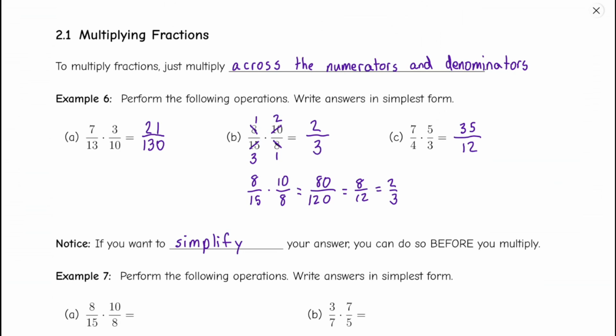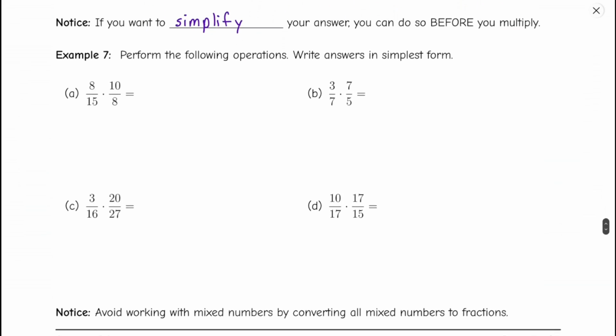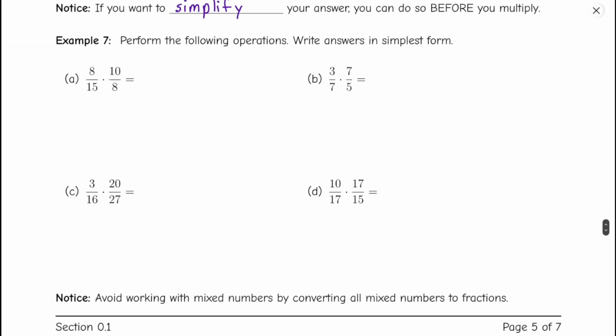Example 7. Perform the following operations. Write your answers in simplest forms. So we already did 8 over 15 times 10 over 8. Just to show you again, I can simplify the 8 and 8, divide the 10 by 5, divide the 15 by 5. 1 times 2 is 2, 3 times 1 is 3.